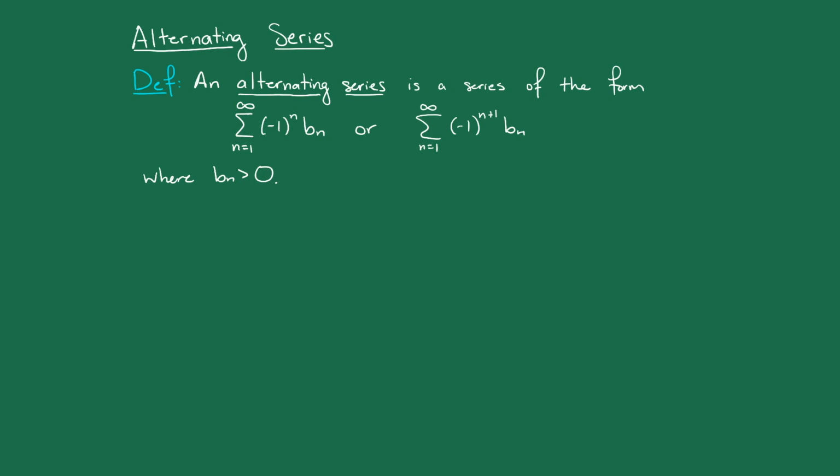Now, why are series of these forms called alternating? Well, the (-1)^n or (-1)^(n+1) will switch, or alternate, between -1 and 1. So, since the b_n's are positive, the terms in these series will alternate between positive and negative. That's why we call these series alternating.